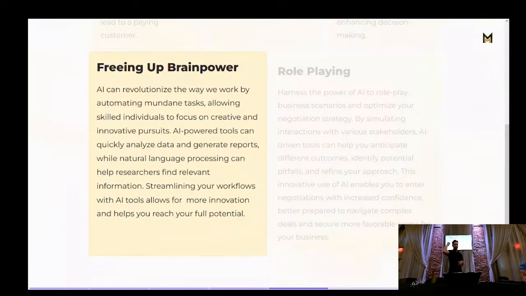Freeing up brain power, I talked about this earlier, but if you think about all the smartest people in our society and how much time they spend compiling and crunching numbers and data just to get to the interactive and the innovative part, the AI is going to compress all of that and free up so much more time.